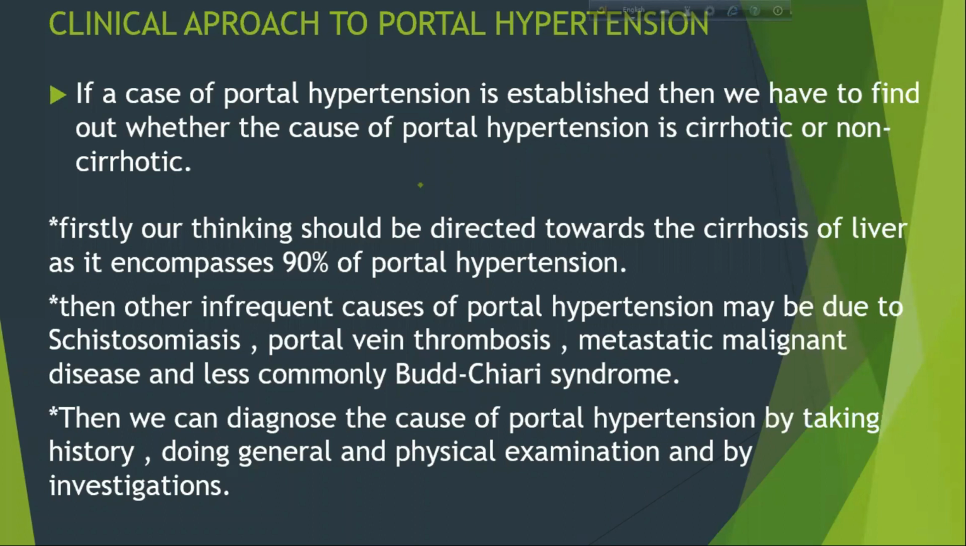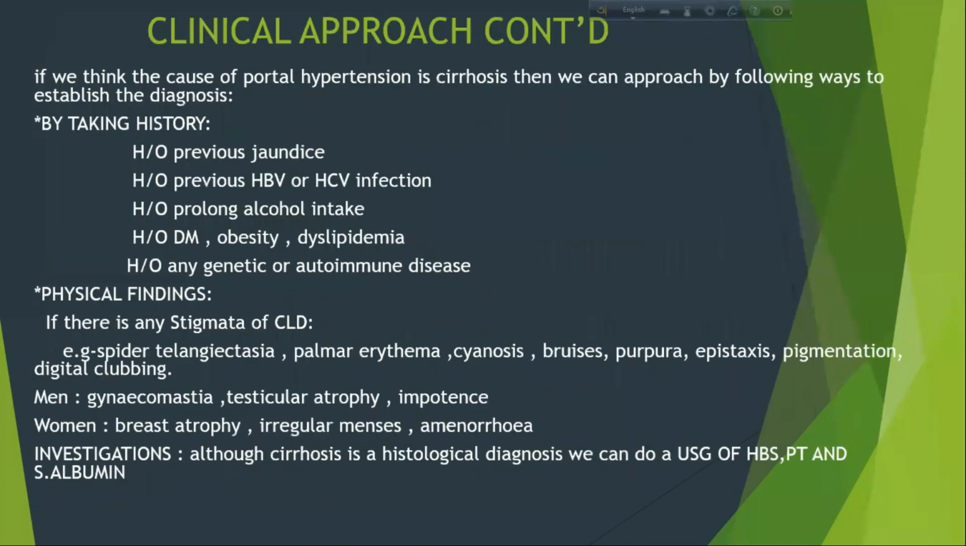Then we can diagnose the cause of portal hypertension by taking history, doing general and physical examination, and by investigations. If we think the cause of portal hypertension is cirrhosis, then we can approach by the following ways to establish the diagnosis. By taking history of previous jaundice, history of previous hepatitis B virus or hepatitis C virus infection, history of prolonged alcohol intake, history of diabetes mellitus, obesity or dyslipidemia, and history of any genetic or autoimmune disease.